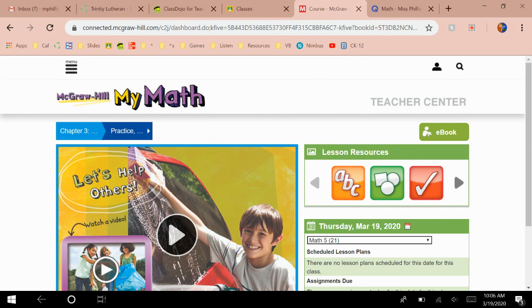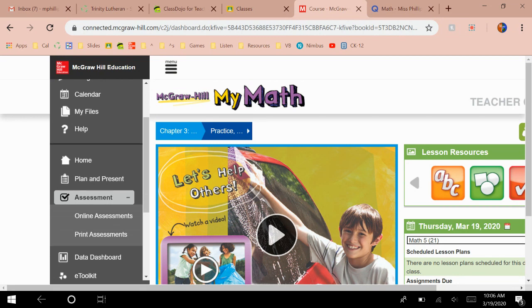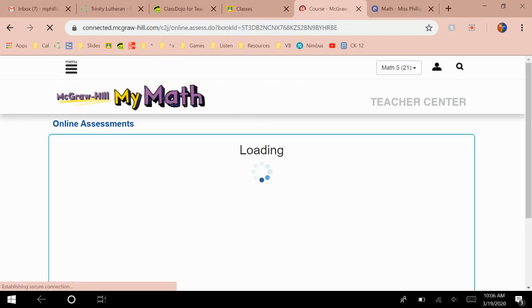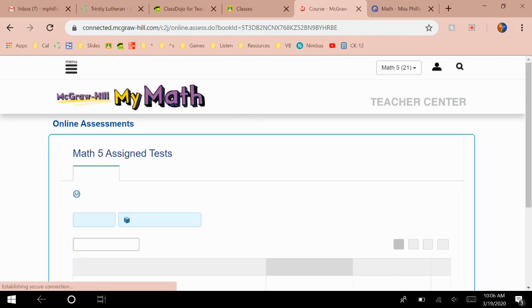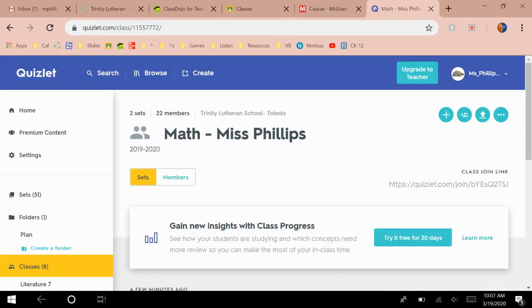All right, so today's homework is this chapter review right here, and it's on page 367 through 68 in your book. There's a little bit of vocab, so I did put together a Quizlet. You guys, it says I have 22 members in my Quizlet class, so I'm assuming that you are all in it, but I will post a link with this lesson just in case.